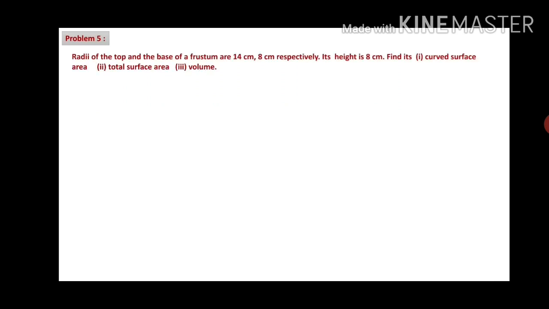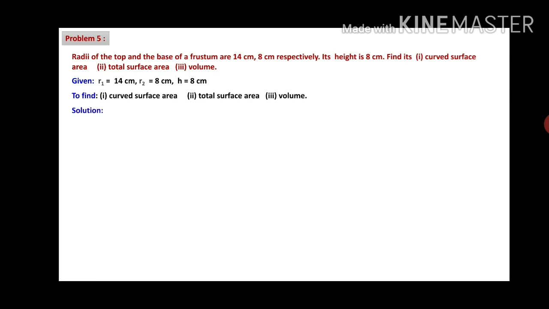For problem number 5, radii of top and the base of the frustum are 14 cm and 8 cm respectively. Its height is 8 cm. Find its curved surface area, total surface area and volume. The given things are R1 is equal to 14 cm, R2 is equal to 8 cm and H is 8 cm. You have to find out curved surface area, total surface area and the volume.